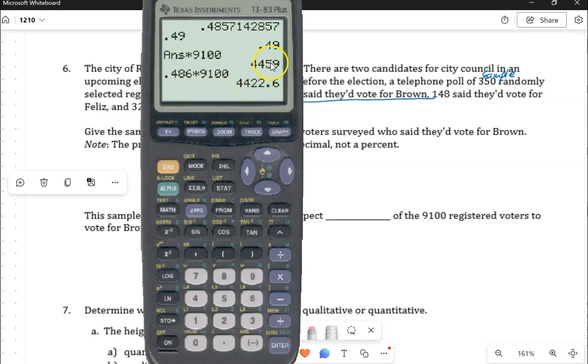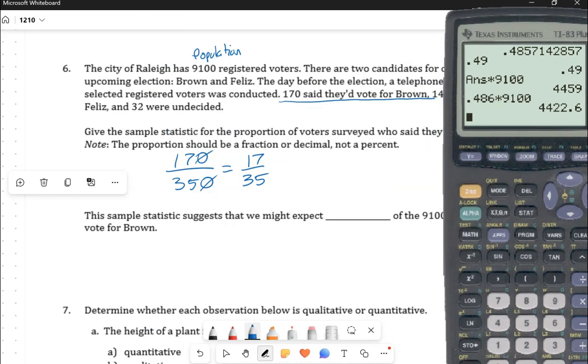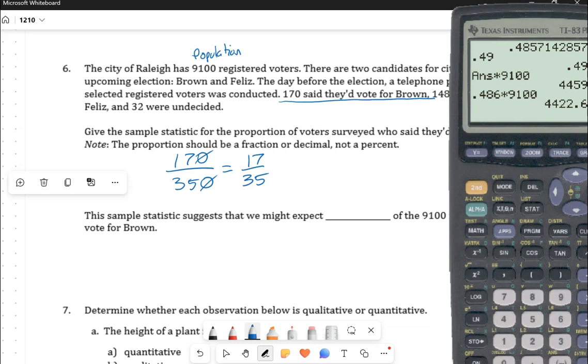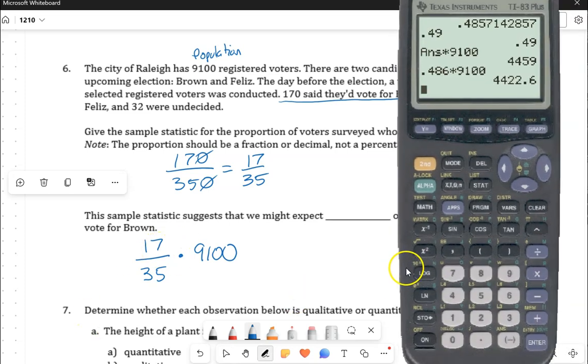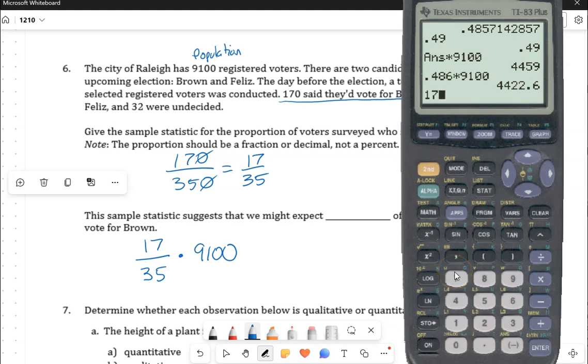Still, it's a different answer. Which answer is correct? Neither of them. What you want to do for applying the sample statistic to the overall population is don't round at all. If we do this one, we get a different answer still. This is the correct answer. The other ones are approximations because we approximated 17/35 to get them.